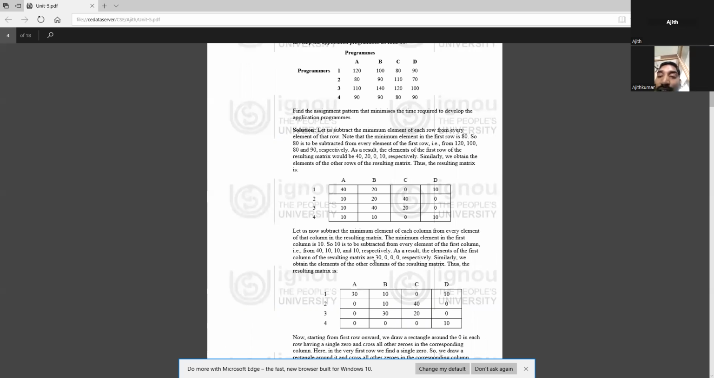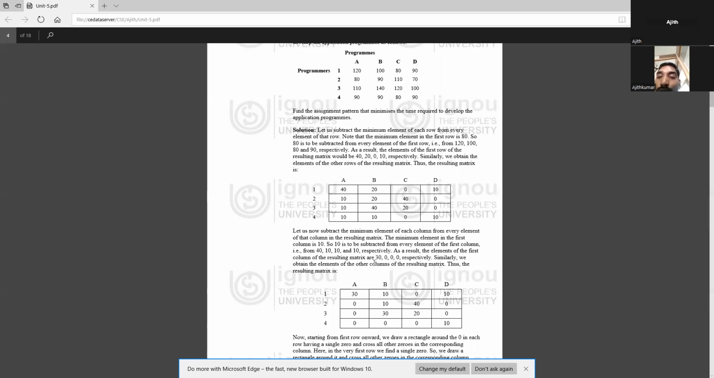So for the first row, 80 is the smallest element. So 120 minus 80, 100 minus 80, 80 minus 80, 90 minus 80. So the answer will be 40, 20, 0, 10. And the second row, we have the minimum element 70. So 80 minus 70, 90 minus 70, 110 minus 70, 70 minus 70. The answer will be 10, 20, 40, 0.